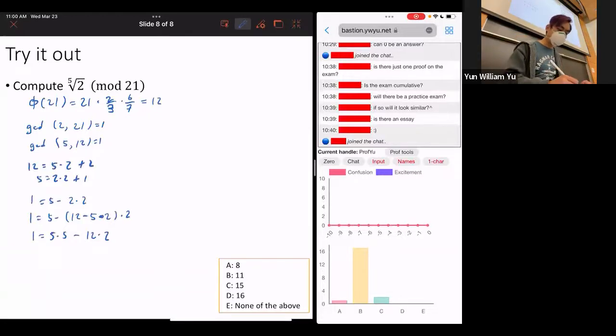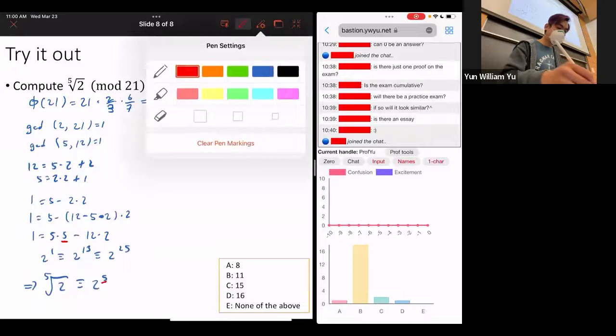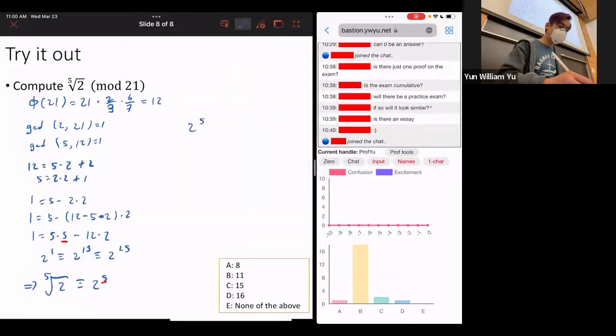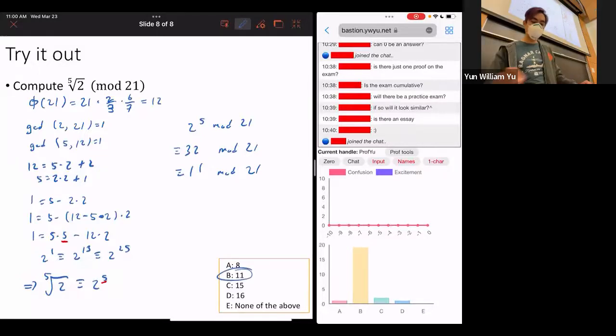And what you're left with is that 2 to the 1 is congruent to 2 to the 13, is congruent to 2 to the 25. And you get that the fifth root of 2 is congruent to 2 to the 5, because, of course, that was the m that we found here. Okay, so what's 2 to the 5? 2 to the 5 mod 21 is congruent to 32 mod 21, which is congruent to 11 mod 21. And so you end up getting B here.